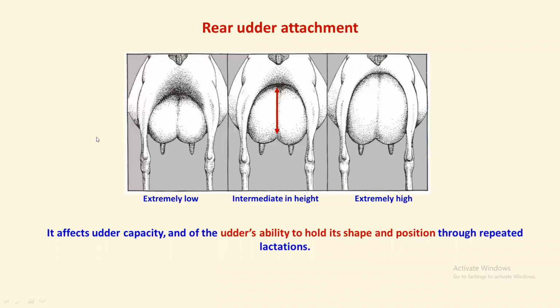Now this is rear udder attachment. Rear udder attachment is also important. It affects the udder capacity and the udder's ability to hold its shape and position through repeated lactations. An extremely high rear udder attachment is recommended, meaning as high as possible.